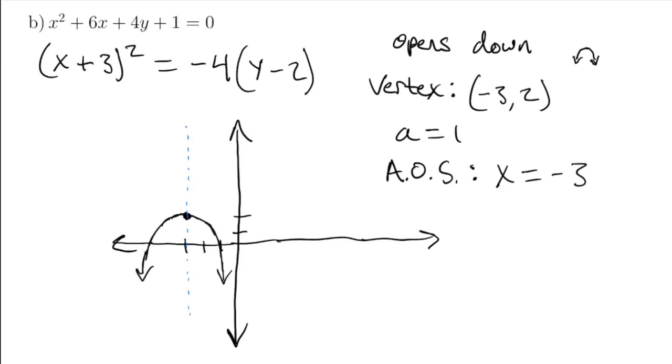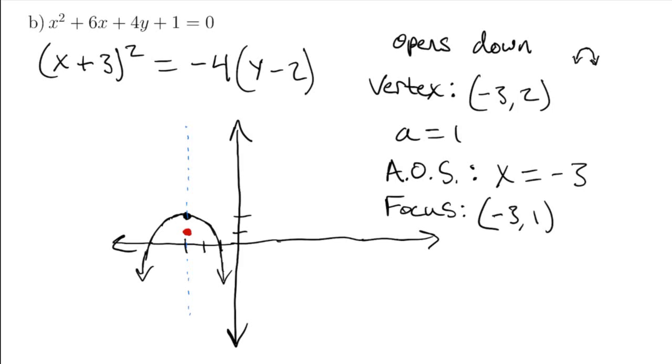So that means my directrix is going to intersect with this line, and my focus is going to be on this line a distance of 1 away from the vertex, because my a is 1. So my focus is going to be this point here, a distance of 1 away. So what point is that? The focus is at negative 3 comma 1. Negative 3, 1. There's my focus.